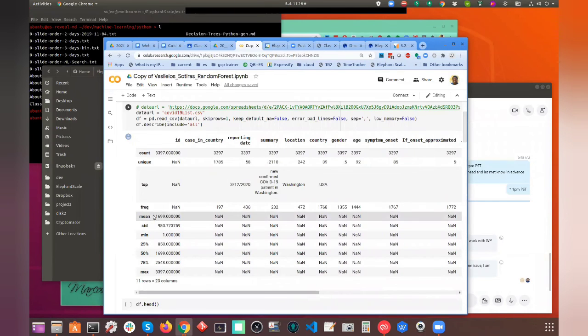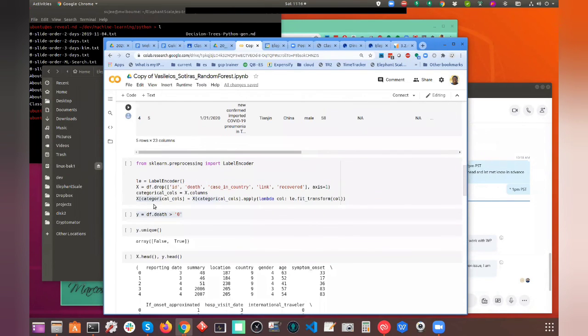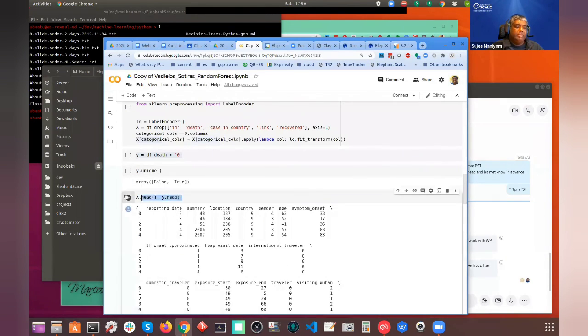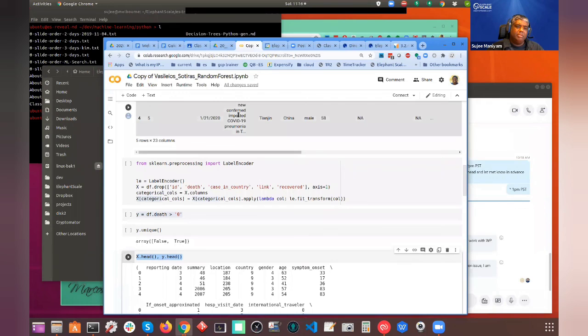Yep. A lot of the time, and you are right, a lot of your work would be done before X and Y. Once you have X and Y, you've pretty much chosen your input and output. So keep this in mind: all your data manipulation, feature engineering, everything happens before X and Y.